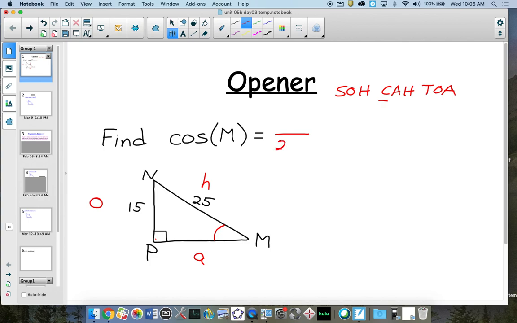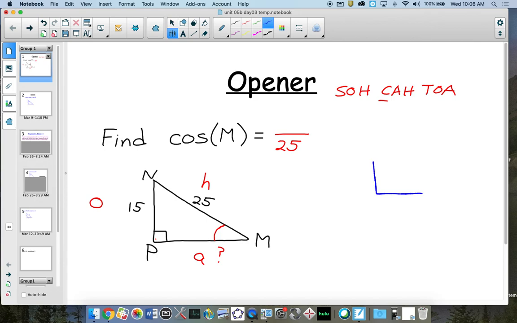Except there's a problem here. We don't know what the adjacent side is. Nothing was given. So what does that mean? We can't do the problem? No. It means we have to figure out how to come up with the length of that side. So now we have to think of, what else do we remember?